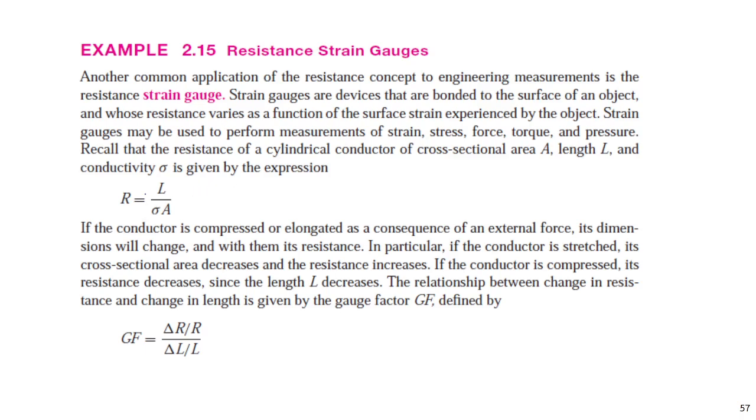So we know that the resistance of a material is represented by the length divided by the conductivity times the area. Or sometimes we use resistivity, rho L divided by A. If sigma is conductivity, we can write it in terms of resistivity.